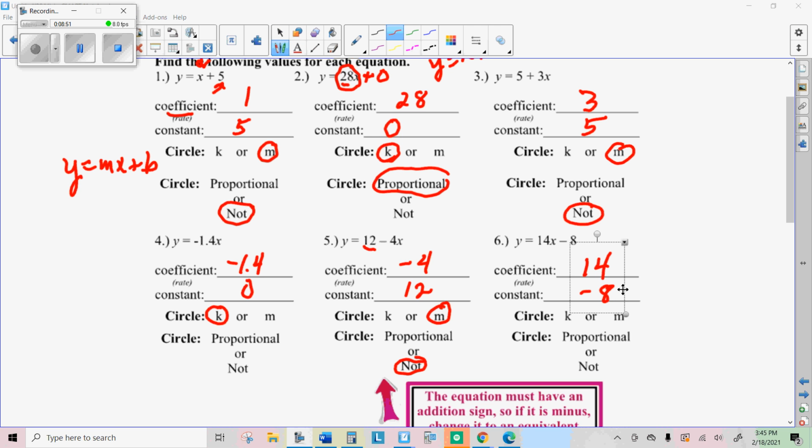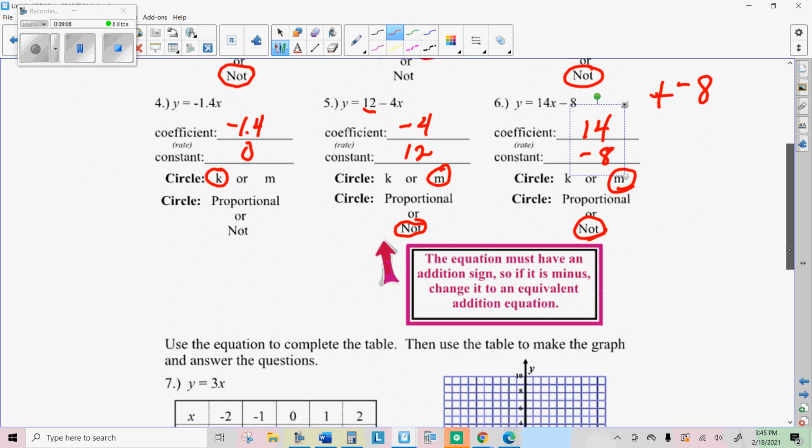For this last one, make sure you put -8 for the constant, because remember, subtracting 8 is the same as adding -8. And this is not proportional because there's more than just 14x, so you use the letter m to represent that.